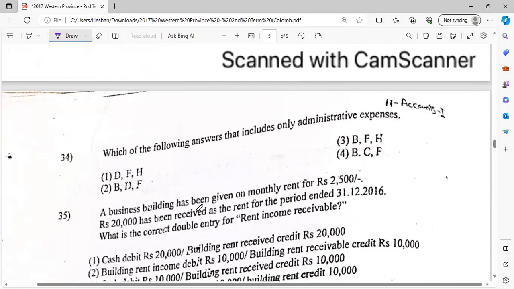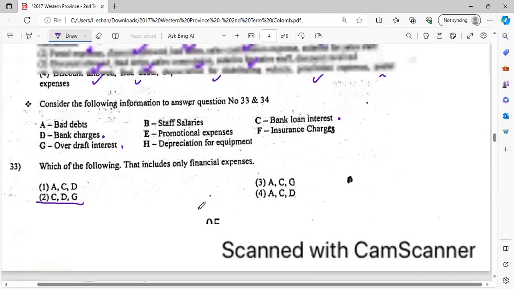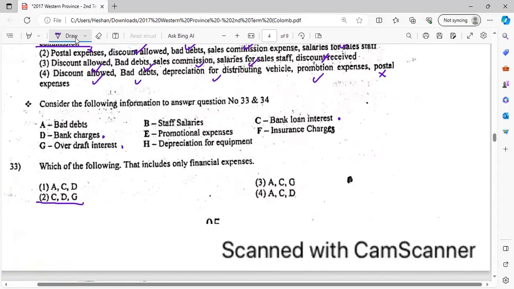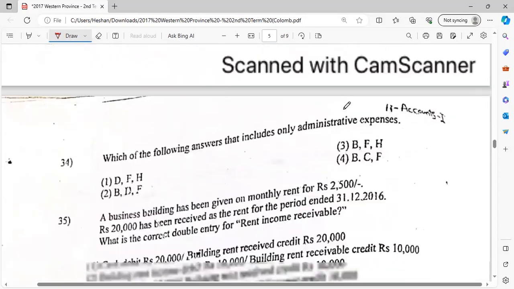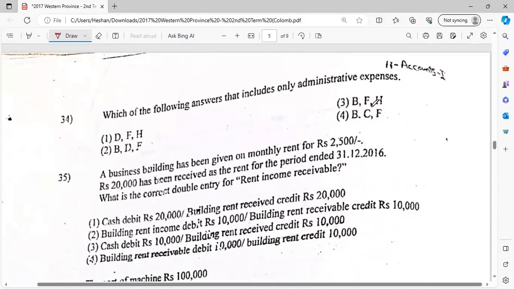Which of the following answers includes only administrative expenses? Admin, you know. Staff salaries, correct. Depreciation for equipment, correct. These things we can't take. Insurance charges. B, F, H. The answer is number 3.